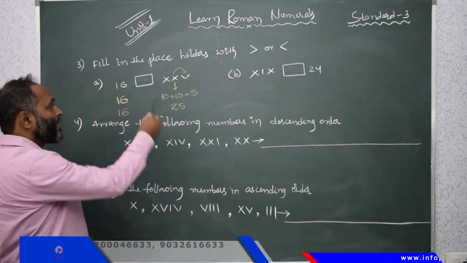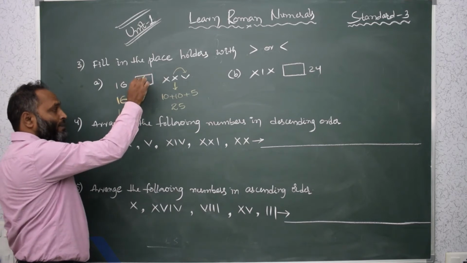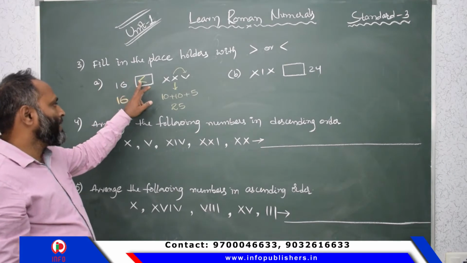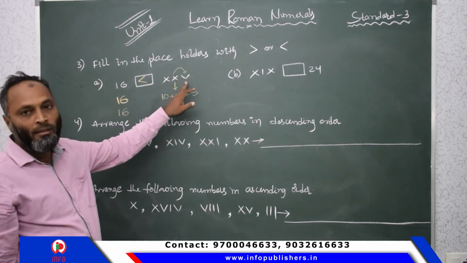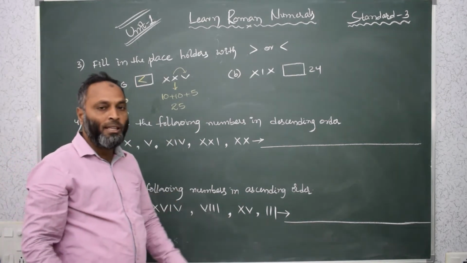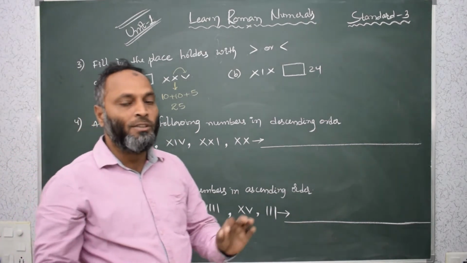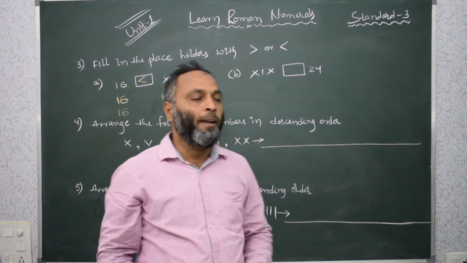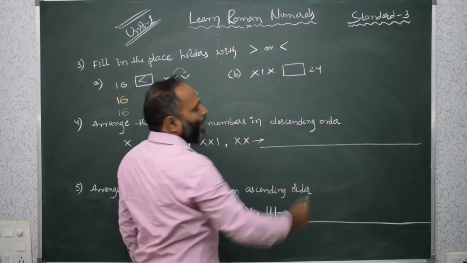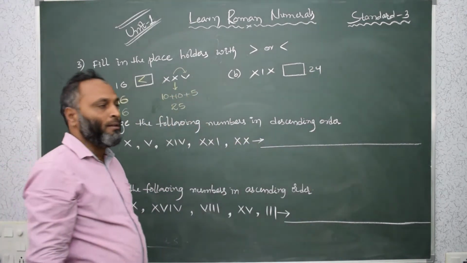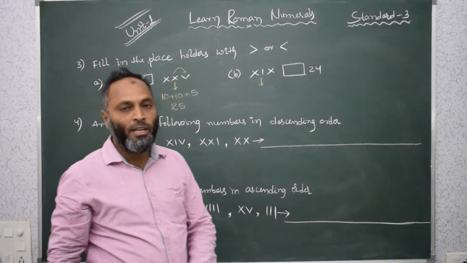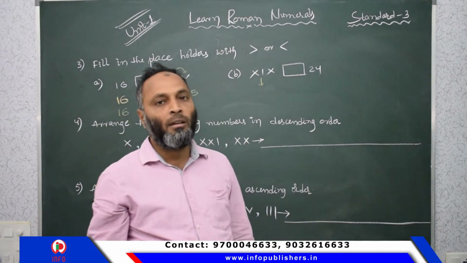It means 16 is lesser than 25. This is the lesser than symbol. 16 is less than XV, it means 25. So we have to decide which one is smaller and which one is bigger. In the same way, here also one is a Roman numeral and the other is a Hindu-Arabic numeral. Now these Roman numerals we first have to convert into Hindu-Arabic numerals.